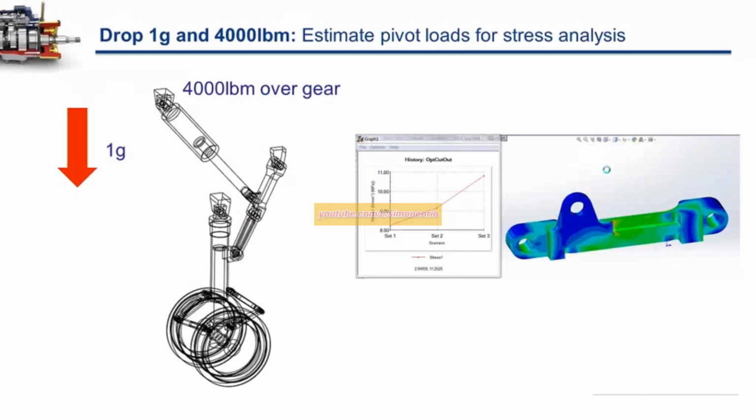So the first scenario that we're going to start out with is a motion analysis, and we're assuming we have about 4,000 pound mass over our landing gear, and we're going to drop it with a 1G load from a few feet. So, not exactly a worst case landing load.